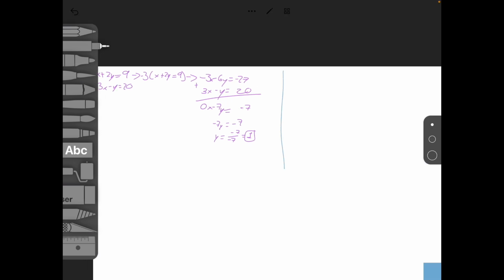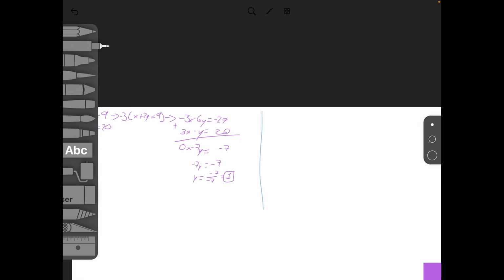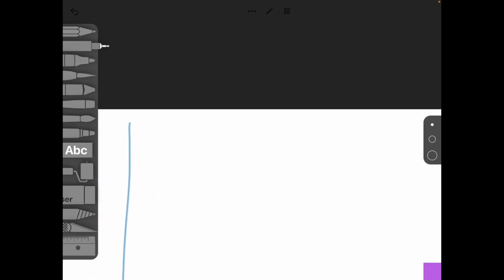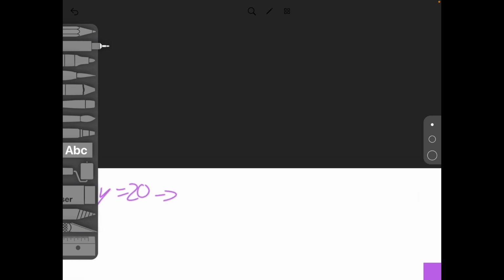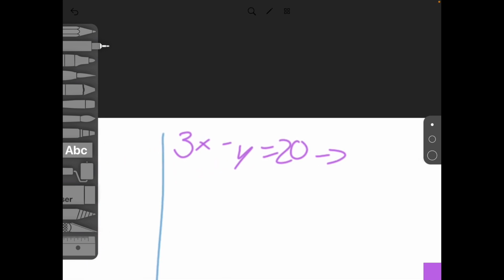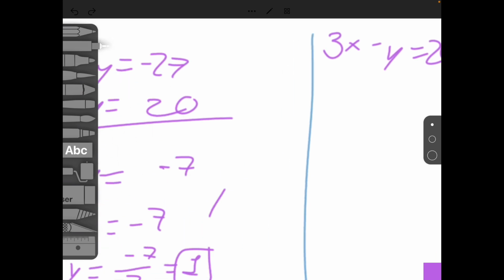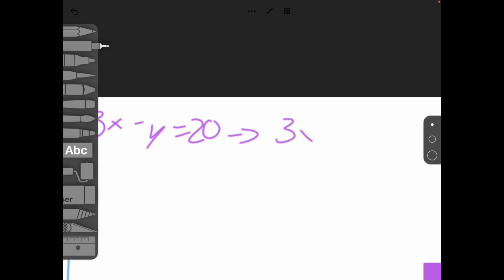Now, if we want our x, we have to reduce y. How are we going to do this? We can have two options. The first option would be 3x minus y equals 20, and we will have to replace the y with the value that we already have. That is this one. So 3x minus 1 equals 20.